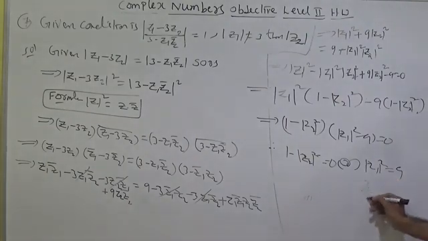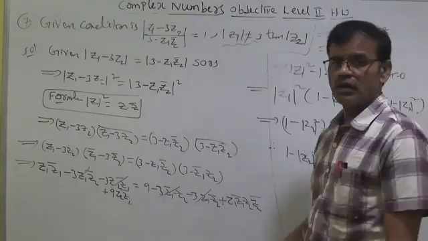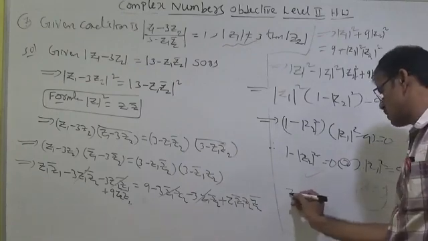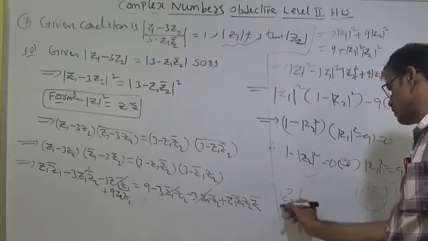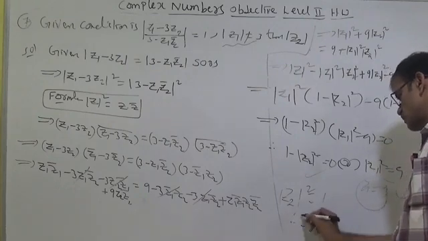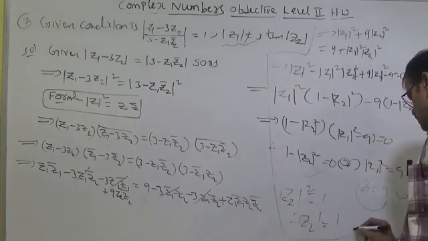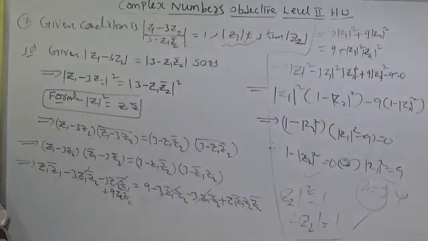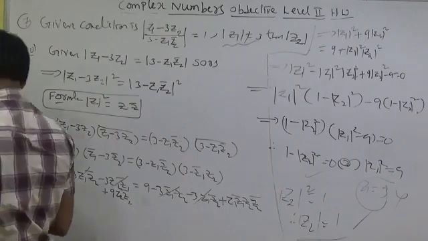Here whenever Z1 square equal to 9 we get Z1 equal to 3, which is wrong because it is given Z1 not equal to 3. So this is correct: modulus of Z2 square is equal to 1. Therefore modulus of Z2 is equal to 1 is the correct answer. 7th question, first option.